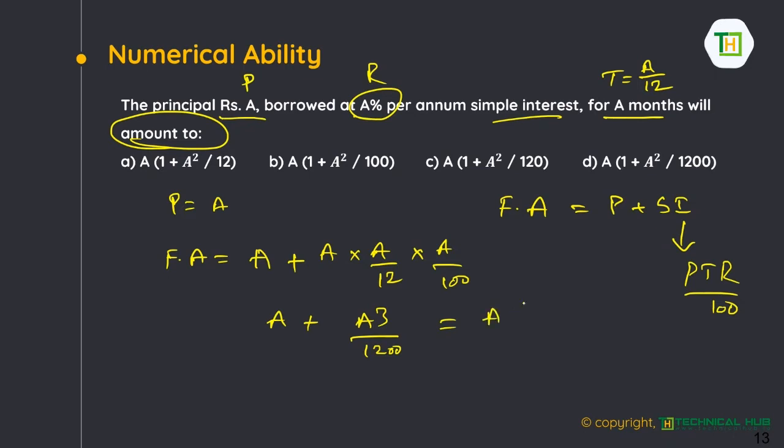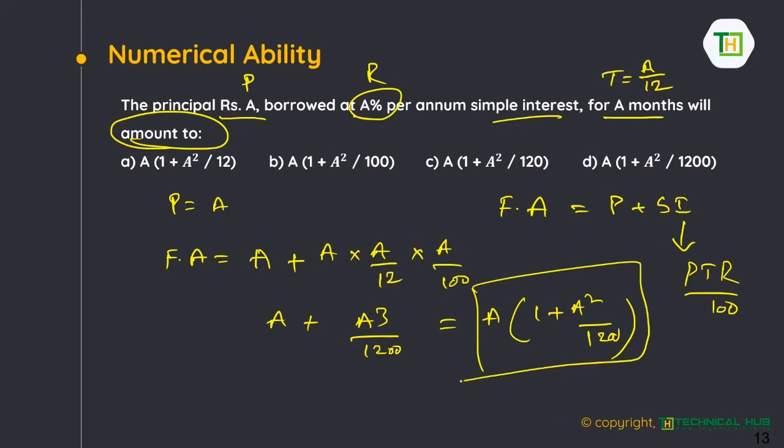You can take A common. A into 1 plus A square by 1200. Which option has A into 1 plus A square by 1200, with denominator 1200? So option D is the right answer. A into 1 plus A square by 1200, that is the answer.